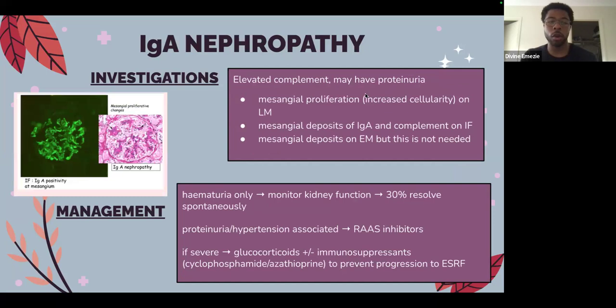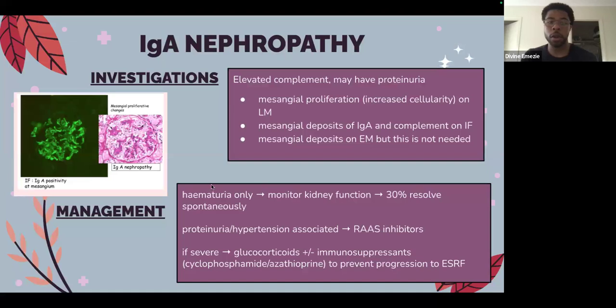Investigations, I've included here what you would have seen in pathology. Don't be alarmed because a lot of these words do come up again. But you learn it well for pathology and it helps you here. Just to remind you, we have mainly 3 different types of investigations: light microscopy, electron microscopy, and immunofluorescence. For each individual nephritis or nephrotic syndrome, we'll have different presentations, but here you're mainly thinking about mesangial deposits of IgA and complement.